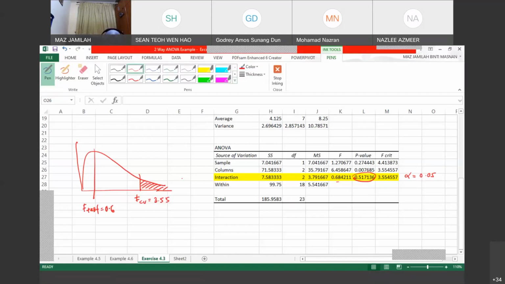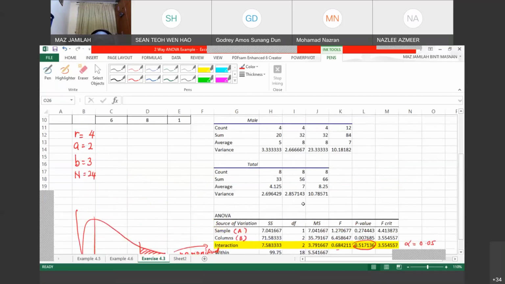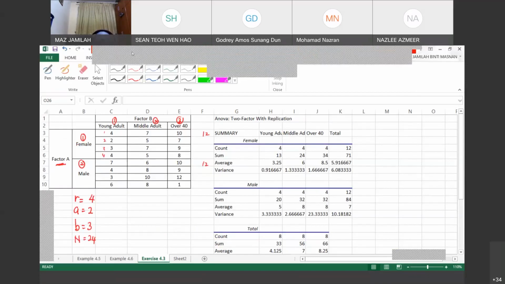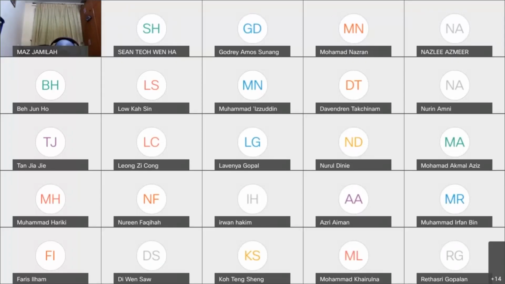So in this case, fail to reject the null hypothesis, so no significant interaction effect. You can test for row and column. This one is for factor A and this one is for factor B. So you can do your analysis of two-way ANOVA with replication for this particular exercise. Okay, class.